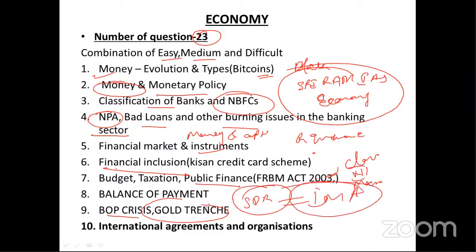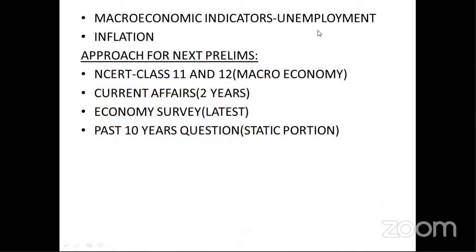Okay, so all this information you will easily get in RAM IS. So international agreements and organizations. So a lot of questions were from economy. So what should be your strategy for the next year? Okay, like macroeconomic indicators, unemployment and inflation.